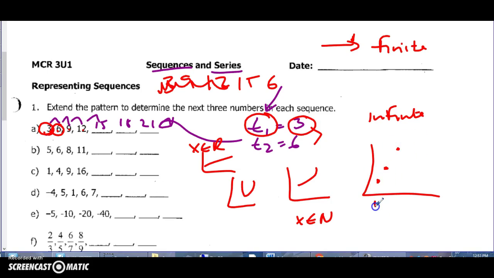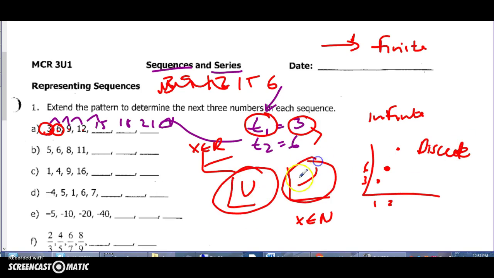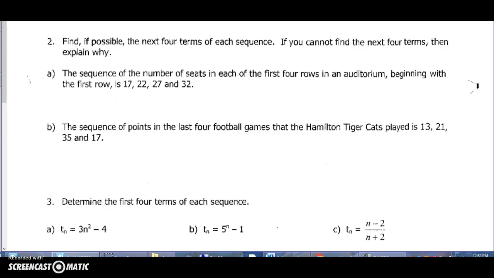The first term is 3. The second term is 6. There's no 1.1 term, 1.6 term. There's nothing in between, so we can't connect these with a line, and we call this discrete data. What was over here is continuous data, connected with a line. Any data that is plotted as a series of points that aren't connected with a line is called discrete data. That's about it really for this unit.